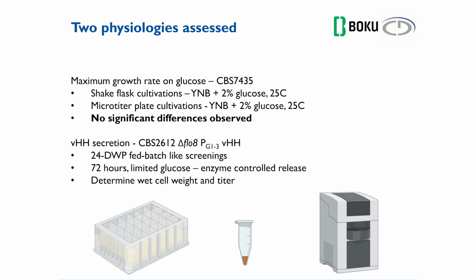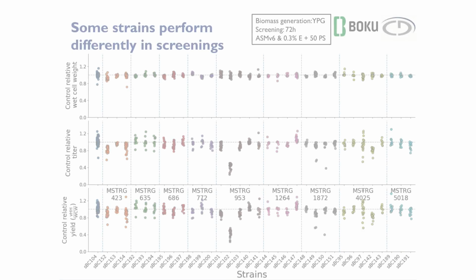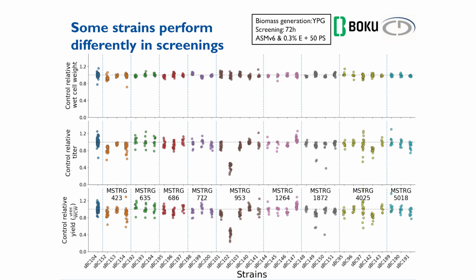Now, when we compare to the non-targeting control, over here on the left, we see that the relative wet cell weight was not affected. When we look at titer, we do see that some of these different strains, some of these different target sites, lead to a reduction in titer and subsequently the yield.